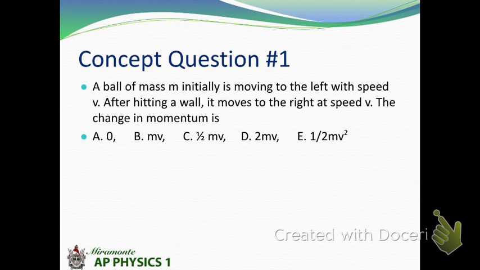Okay, well, here's how you work this one out. I'm going to draw a little picture. I have my wall. I have a ball that is moving to the left at a speed v, and it bounces and comes back at the same speed, but in the opposite direction. So the question is, what is the total change in momentum?